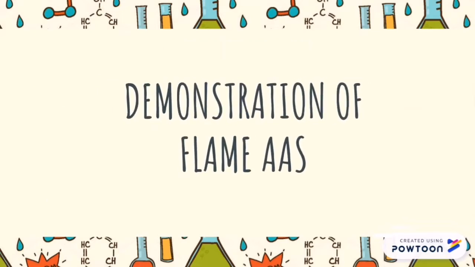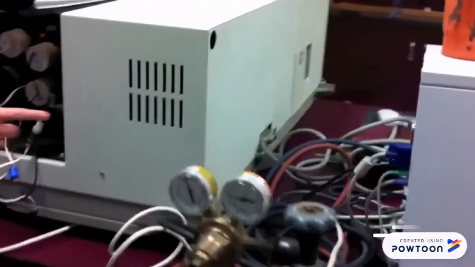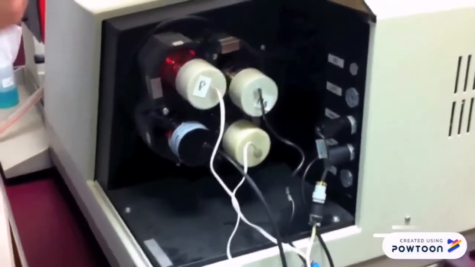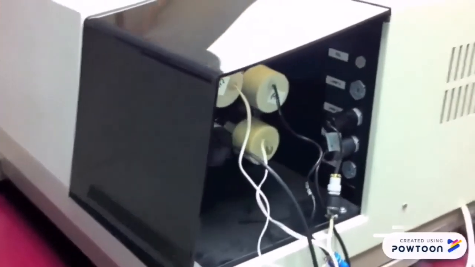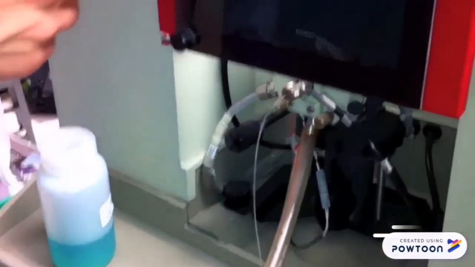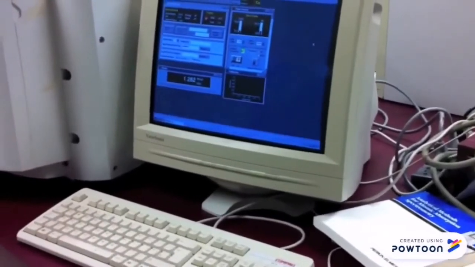Demonstration of flame atomic absorption spectroscopy. This is the gas that feeds the flame. These are the lamps that provide the source of radiation. The lamp is specific to the analyte. The analyte is taken into the flame by this capillary tube. Data collection is performed by software installed on a computer.